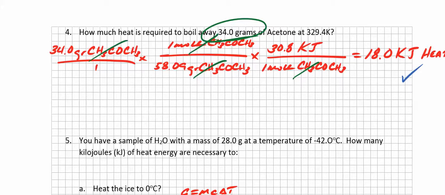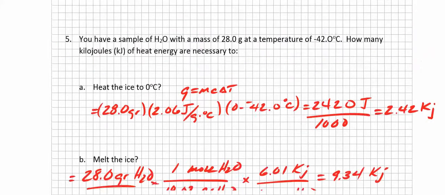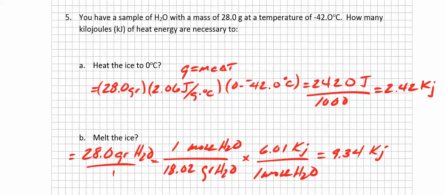Let's look at number 5. Number 5 says you have a sample of water with a mass of 28.0 grams at a temperature of minus 42 degrees Celsius. How many kilojoules of heat energy are necessary to do this? So we're going to make our way through the entire heating curve. We're going to start with ice. Again, we've got 28 grams, and we want to heat the ice to its melting temperature to start with.